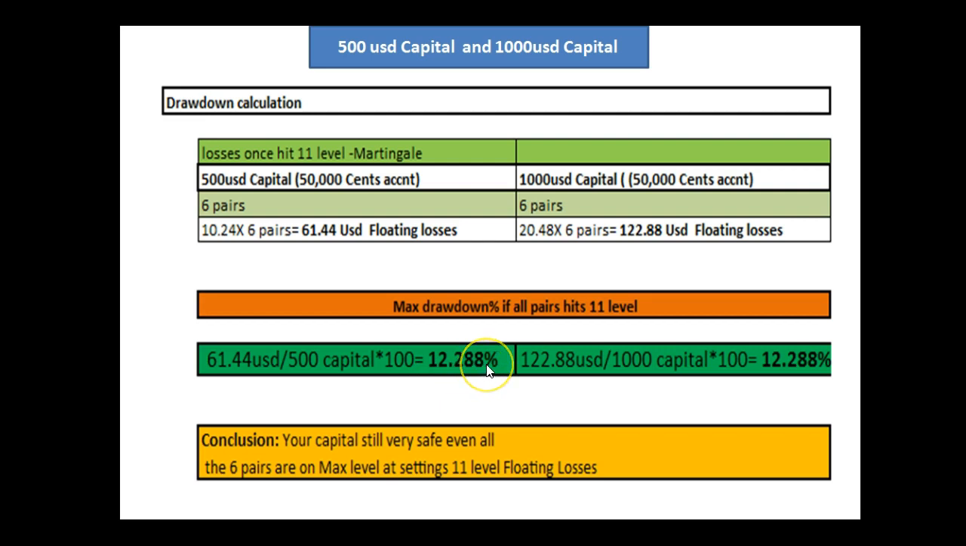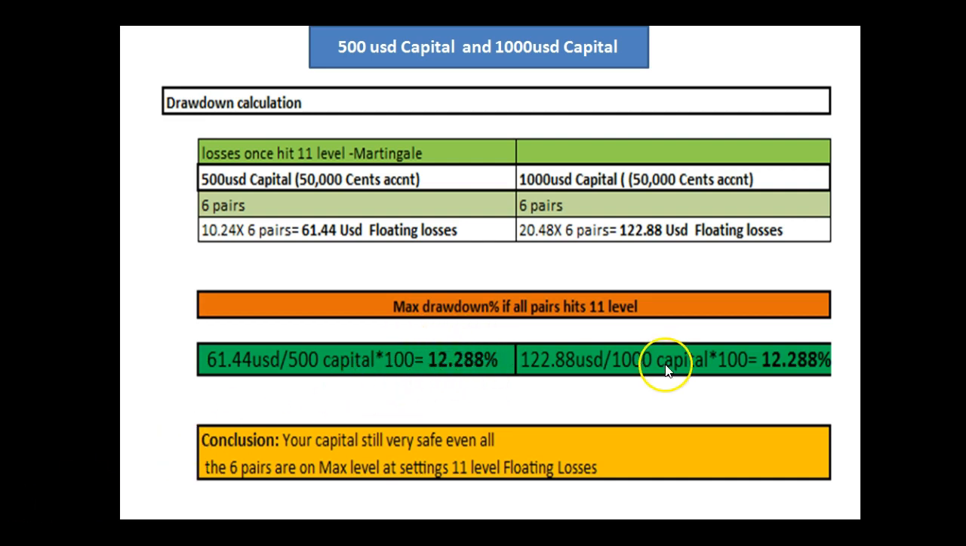So 12.288% maximum drawdown, if all 6 pairs hit 11 levels and never touch your TP. I don't think that will happen, but let's say that's the worst case, that all 6 pairs hit up to 11 levels, which means all 6 pairs drop 220 pips without reverse and without hitting your TP. But still your account is alive, because you're still on 12.2%. So it is still manageable.